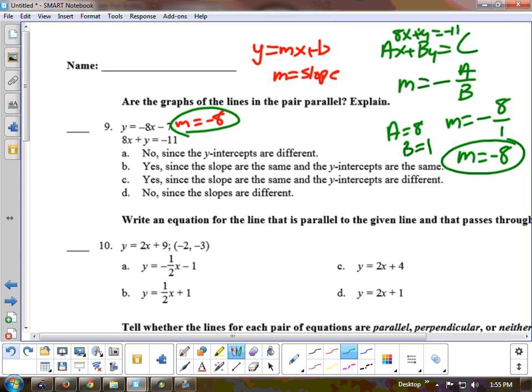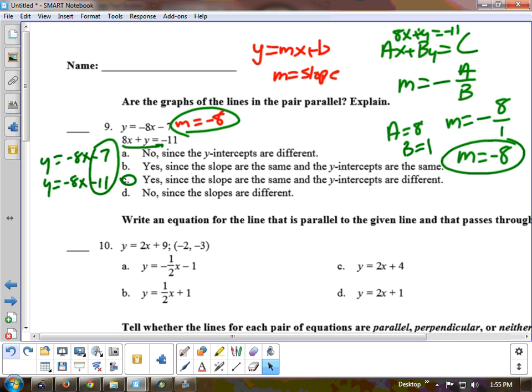Well, how do we figure that out? I could just bring this 8x over here, and I have y equals negative 8x minus 11, and the other one is y equals negative 8x minus 7. So the answer is yes, the intercepts are different. So number 9 is letter C. Number 10.